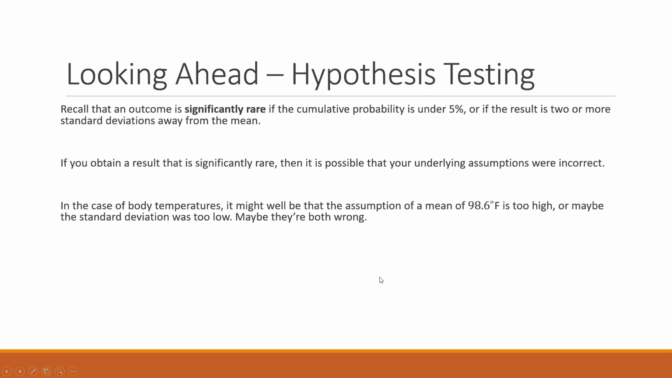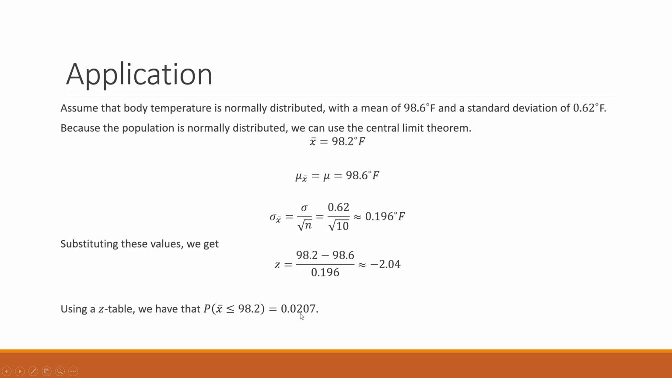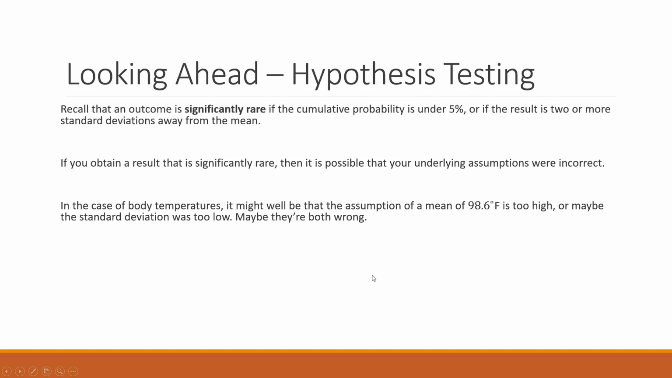So let me tell you this then, because this is not something you have to understand entirely right yet, but it is something we're going to have to talk about by the end of the semester. Whenever you got something that's significantly rare, and remember this, significantly rare is either cumulative probability below 5% or above 95%, or the result is more than 2 standard deviations away from the mean. I want you to look at this. We were more than 2 standard deviations away from the mean. -2.04 was our adjusted z-score. So this result was significantly rare.